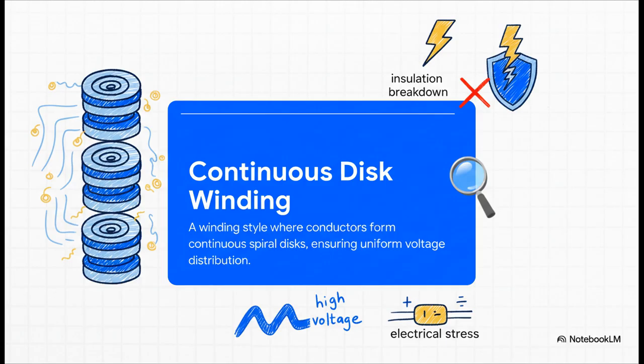And for the high-voltage side, you've got a different challenge: managing electrical stress. For that, we have the continuous disk winding. Here, the conductor is wound into a series of flat spirals, or discs. This creates a much more uniform voltage distribution right across the winding, which is absolutely essential for preventing the insulation from breaking down under those high voltage conditions.